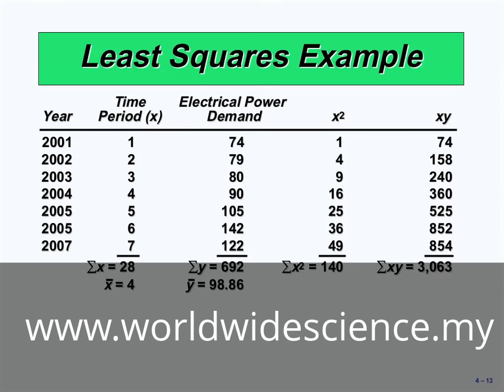If you calculate xy, then you should calculate the sum of these xy together. 74 plus 158 plus 240 plus 360 plus 525, 852, 854. Sigma xy means that you should sum these.